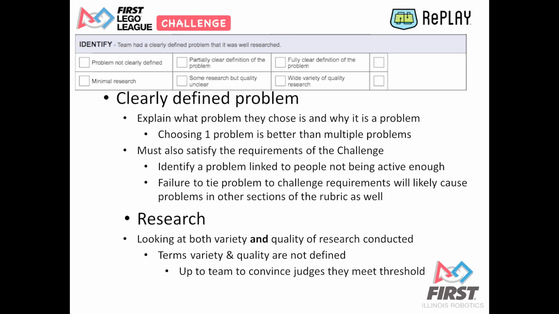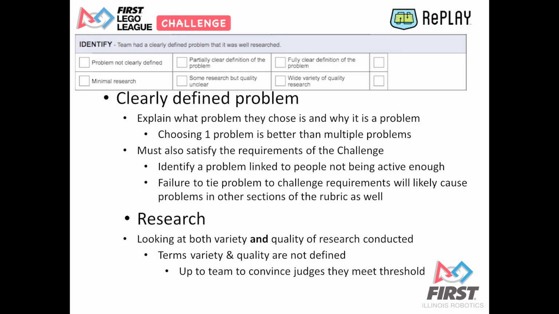Okay, moving on to the rubrics themselves. The Identify section of the Innovation Project rubrics involves two parts: identifying the problem that the team chose to focus on for the season, and the amount of research the team performed to learn about this problem. Clearly defining the problem basically means that teams should clearly explain what the problem is and why it is a problem. And please note that teams will, generally speaking, do better to focus on one problem rather than trying to talk about multiple different problems the team might have learned about.